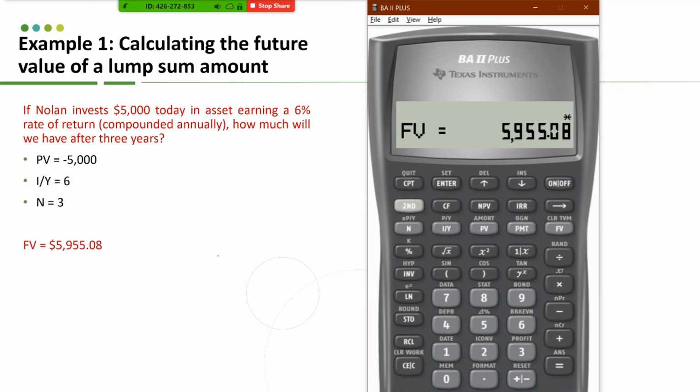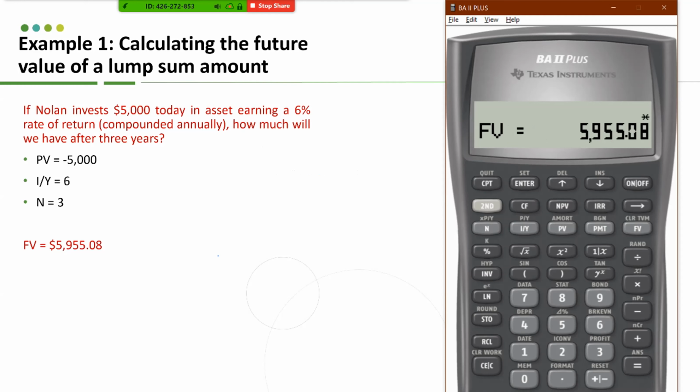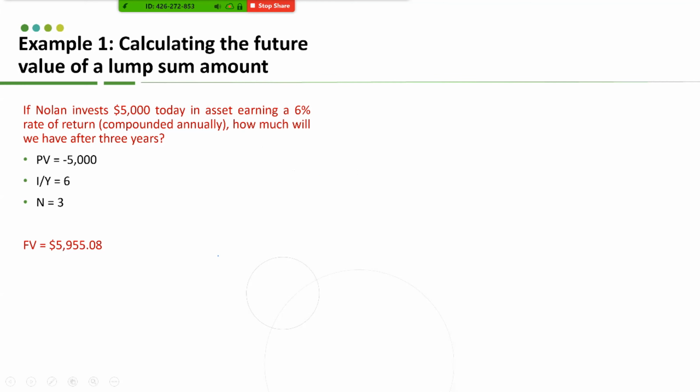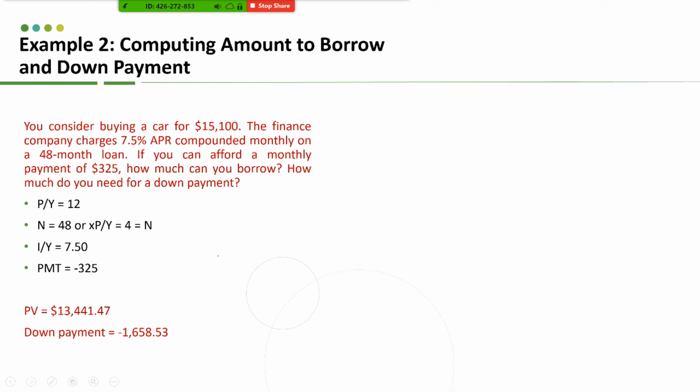Okay, for the next questions, this is to compute the amount to borrow and to calculate the down payment. For example, you consider buying a car for 15,100. The finance company charges 7.5 APR compounded monthly on a 48-month loan. If you can afford a monthly payment of $325, how much can you borrow? How much do you need for a down payment? Basically in these questions, we need to find our present value and also the value of our down payment.